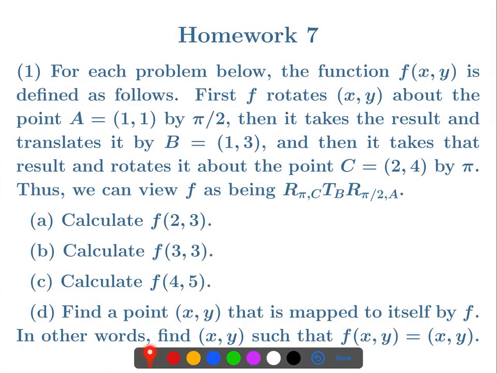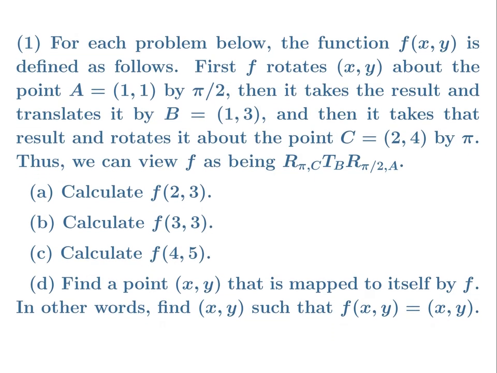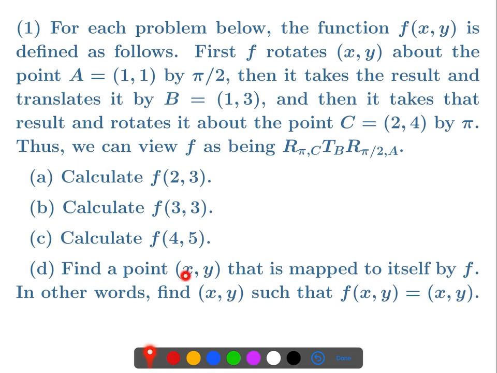So let's go over this homework. The first homework problem in this homework 7 is to calculate all these values of f, where f is a rotation about A by pi halves, followed by a translation by B, followed by a rotation about C by pi. And then there's this part D where it wants you to find a fixed point of this function f, meaning that I want to find an xy that is mapped to itself by f. So some xy such that f of xy is equal to xy.